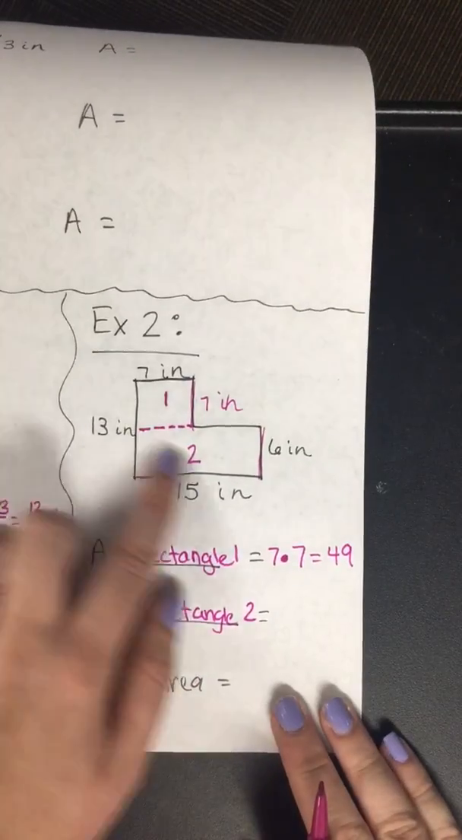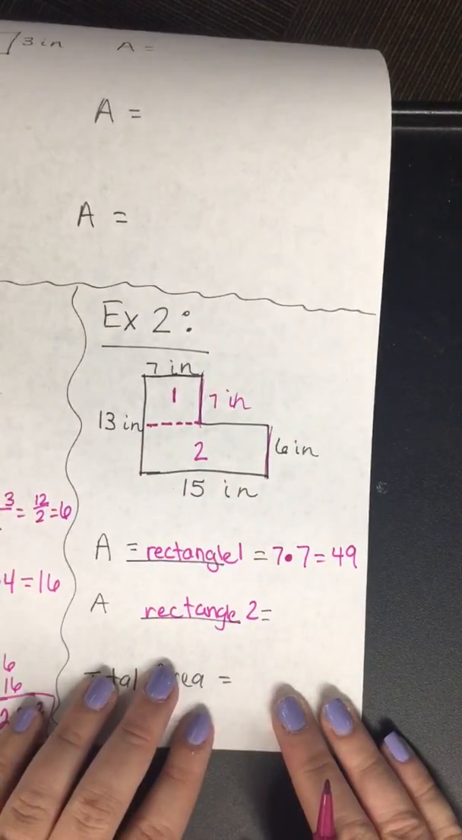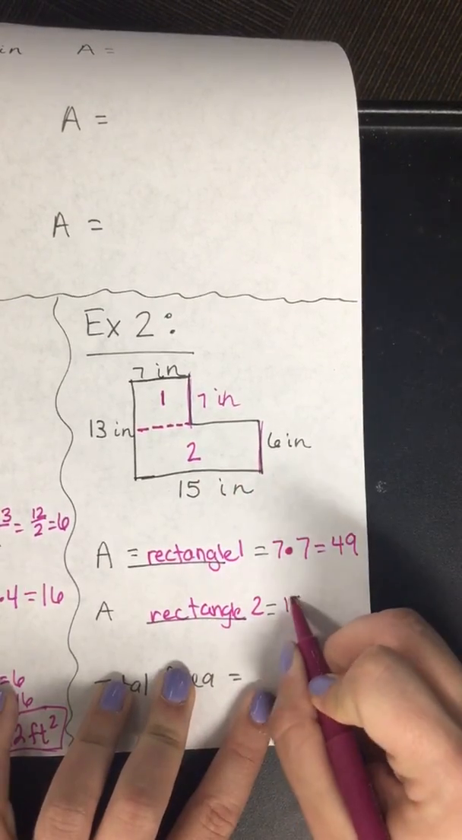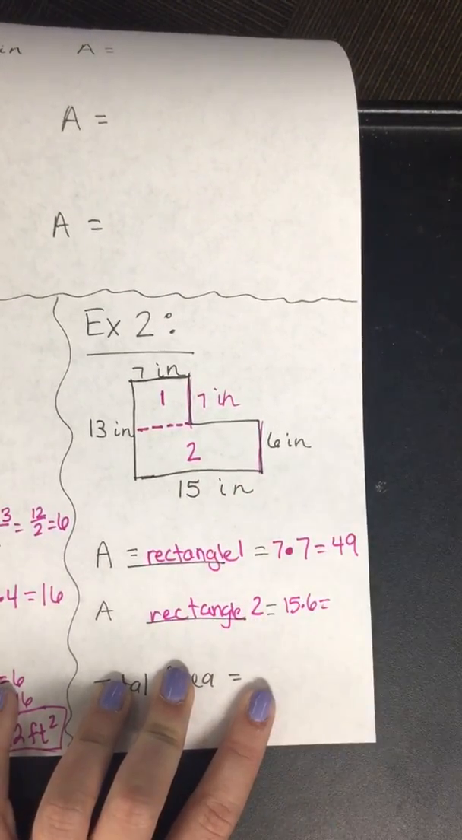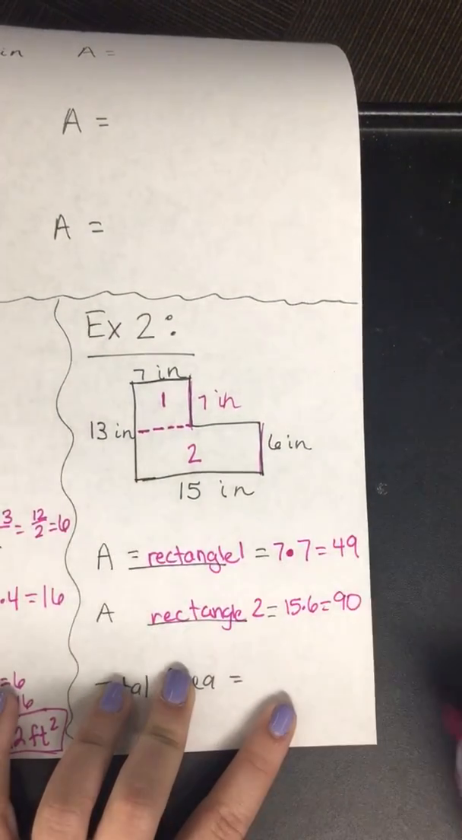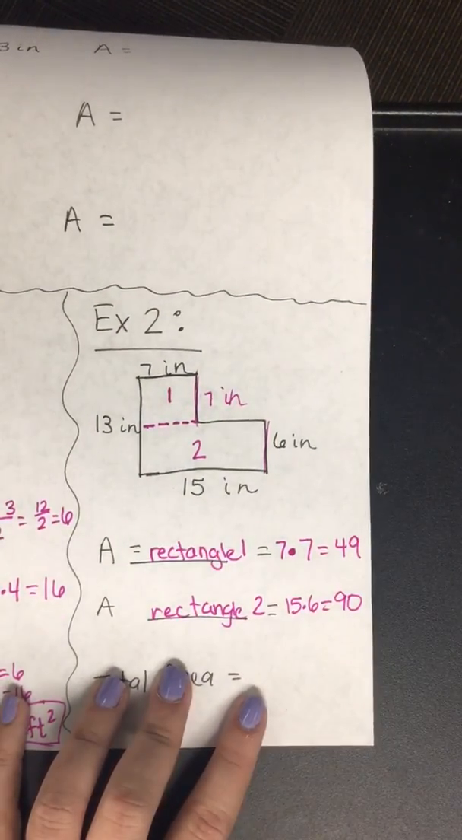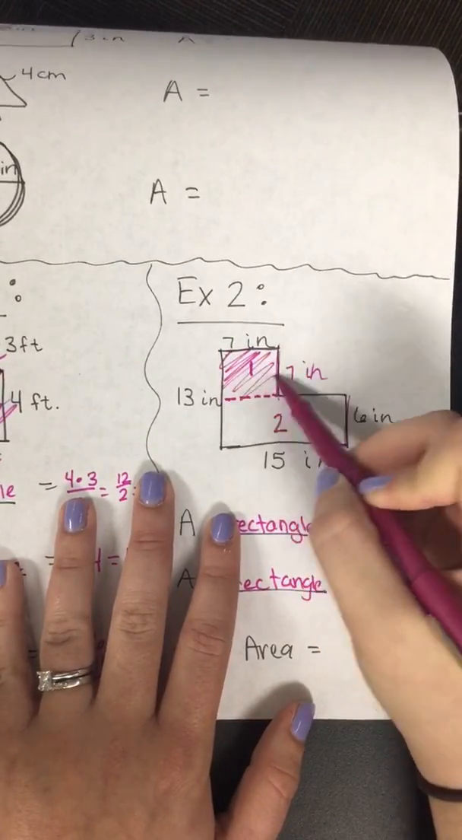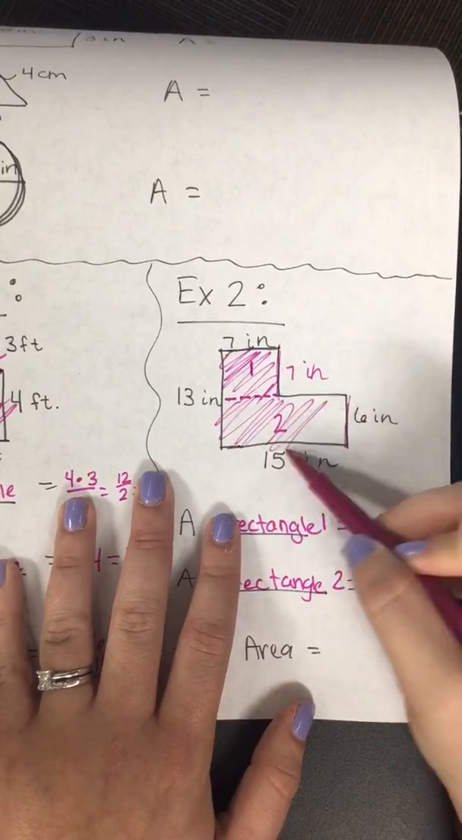What are our two measurements down here? 15 and 6. 15 times 6. Anybody do it without a calculator? Oh, so right. Okay? So we found the area of this. We found the area of this.